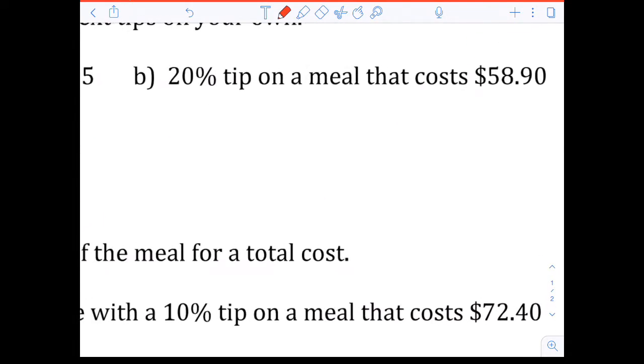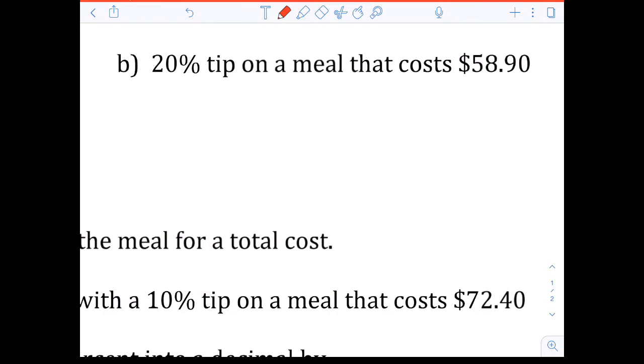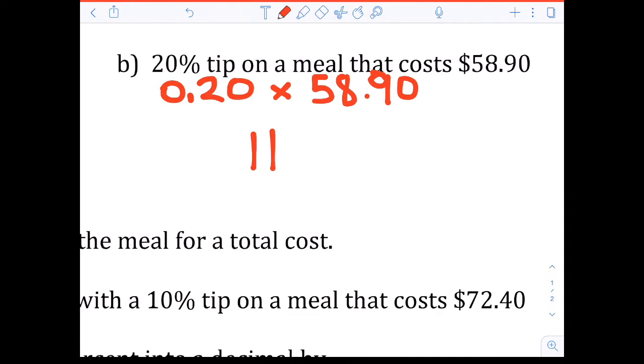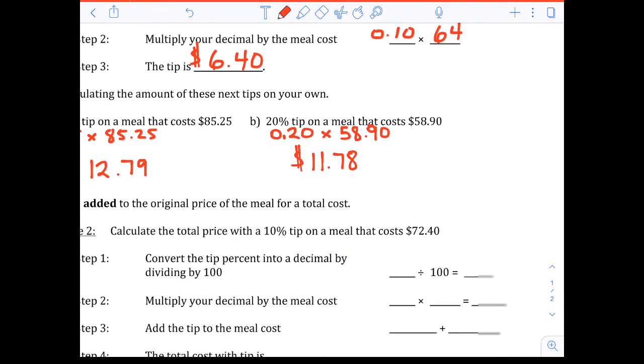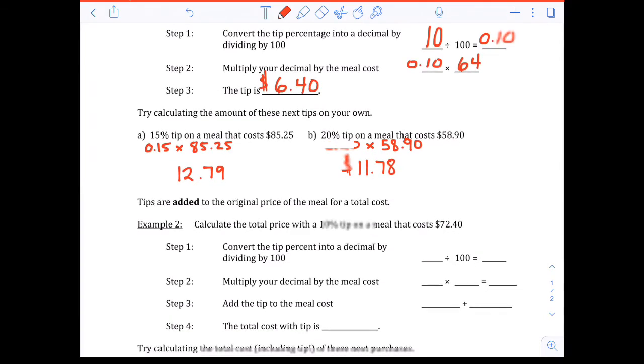We'll continue along here. 20% tip on a meal that costs $58.90. Well, 20 divided by 100 is 0.20. And if the cost of the bill was $58.90, we'll put in our calculator 0.20 multiplied by 58.90. And we would get $11.78 would be the tip that you leave if you left 20%. So that would be added to your total. And that's what it has down at the bottom.